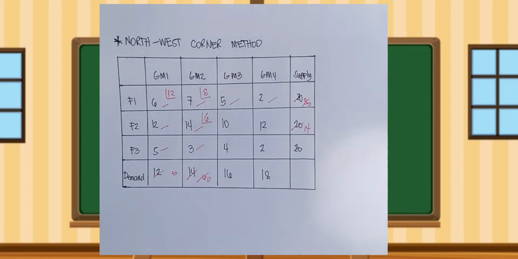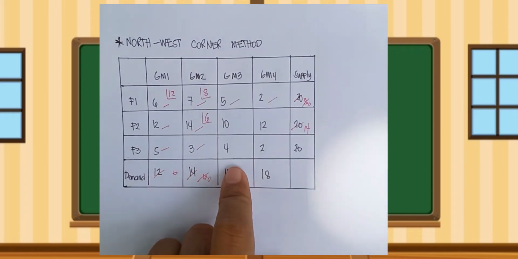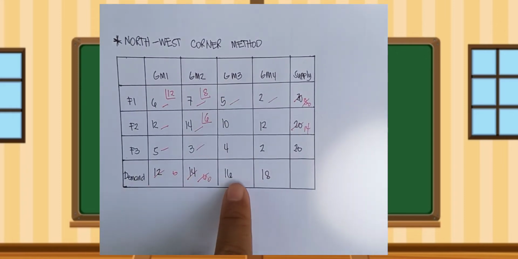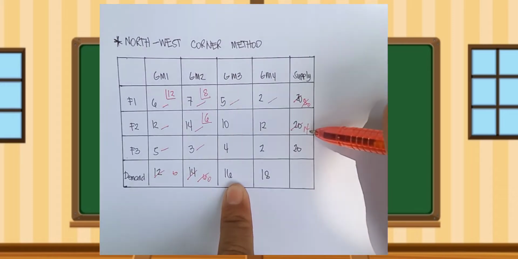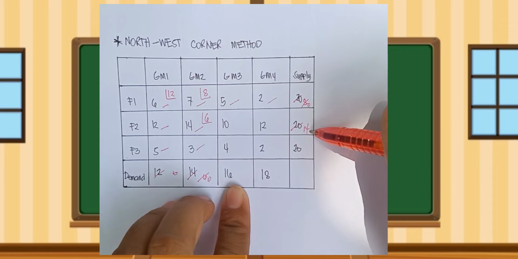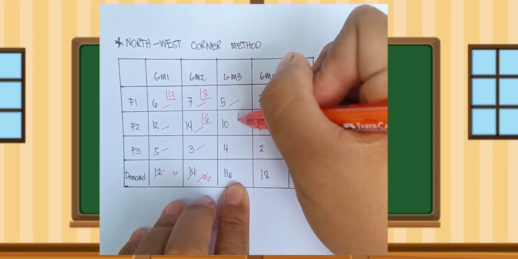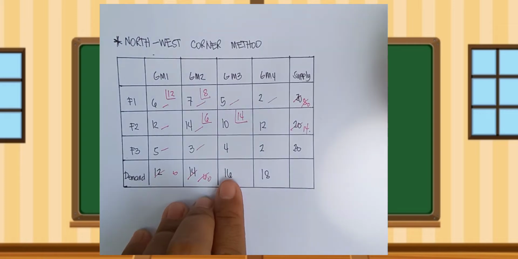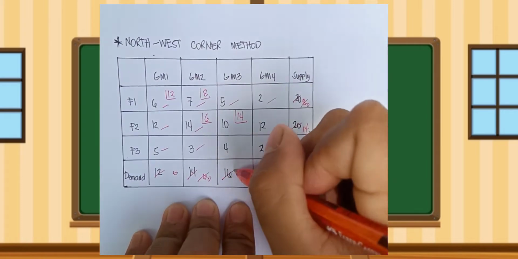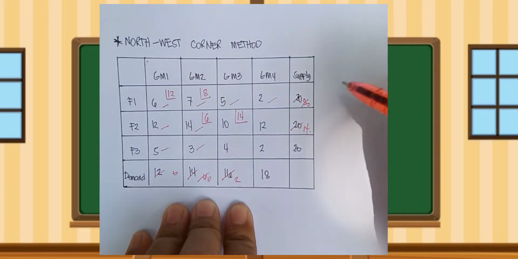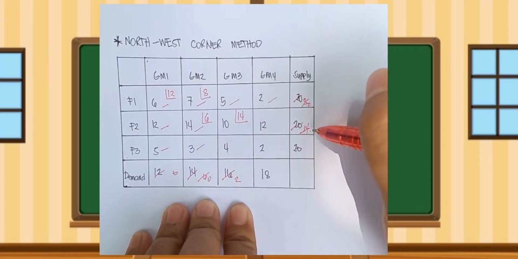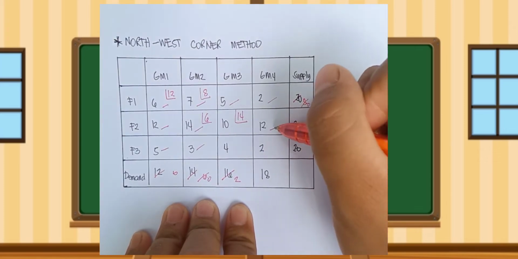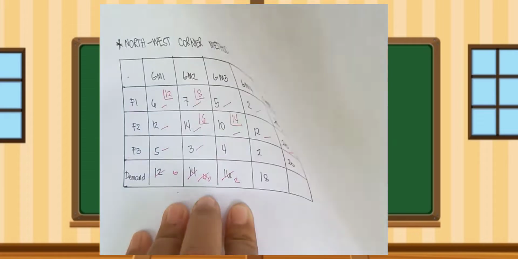After that, we will move to the next column. So we have a demand of 16 and a supply of 14. So we have a minimum of 14. So we will put 14. Then 16 minus 14 is equal to 2. Then 14 minus 14 is 0. So we are satisfied in this row.